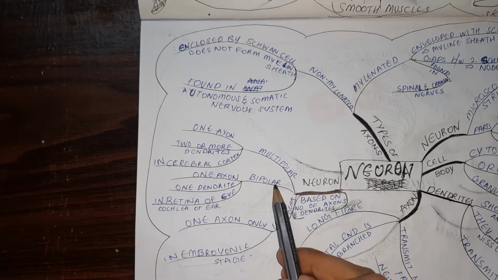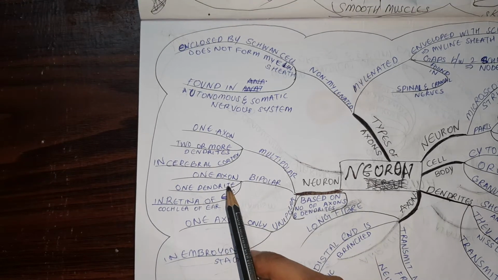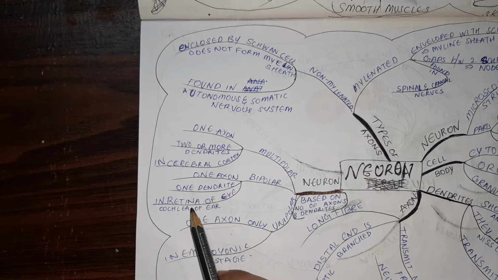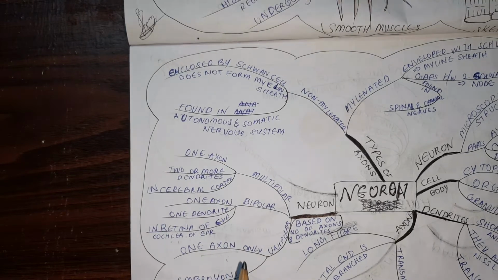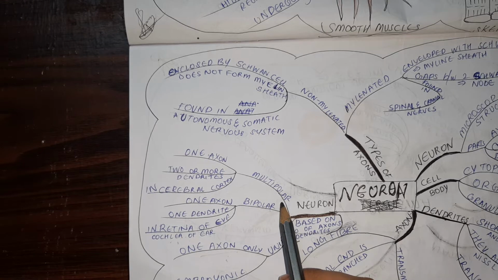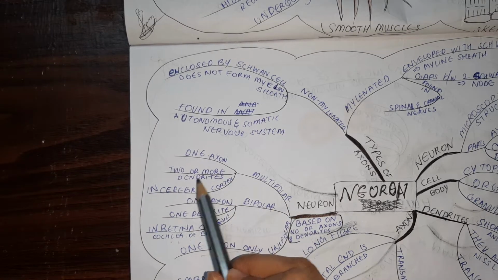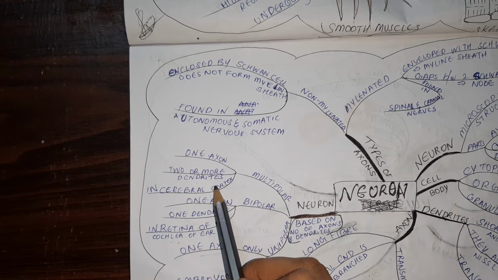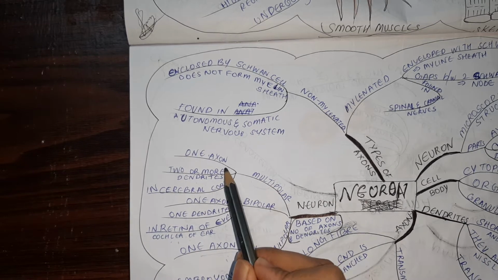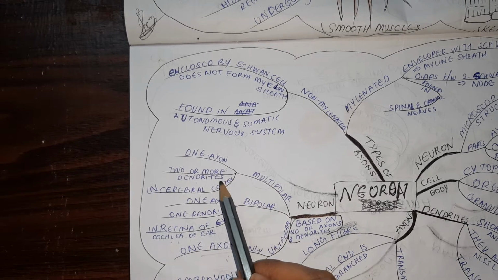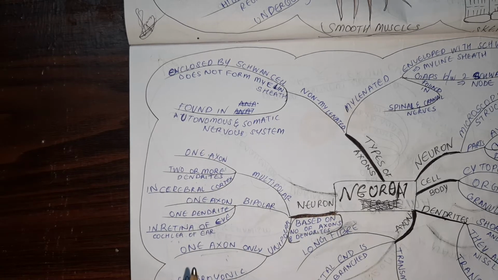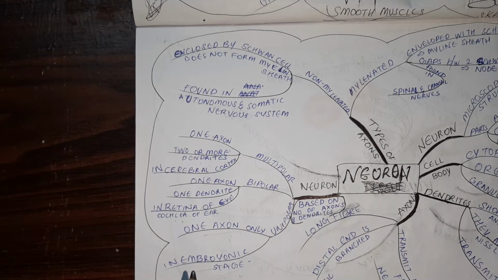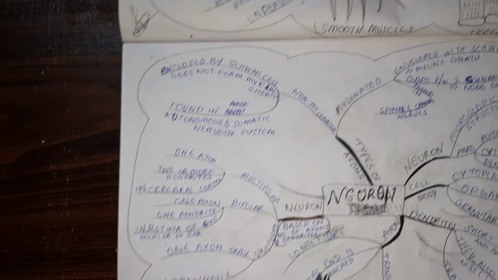Next, bipolar means two poles, one axon and one dendrite. These are present in the retina of the eye and the cochlea of the ear. These are the two places where bipolar neurons are found. Then we have multipolar, the most popular ones. They have one axon and two or more dendrites. Multipolar, multiple poles they have. One axon obviously and two or more, any number of dendrites. They are present mostly in the cerebral cortex. So these were the three types of neurons on the basis of number of axons and dendrites.